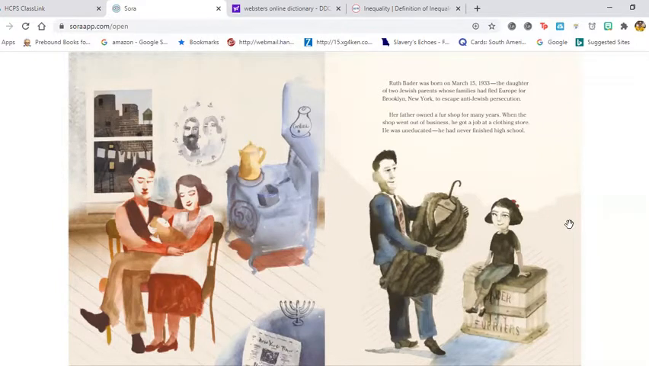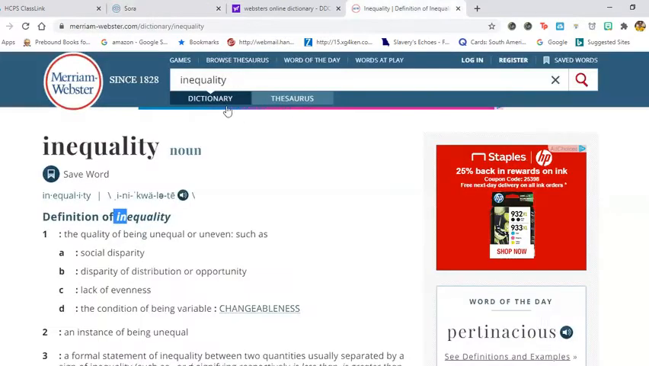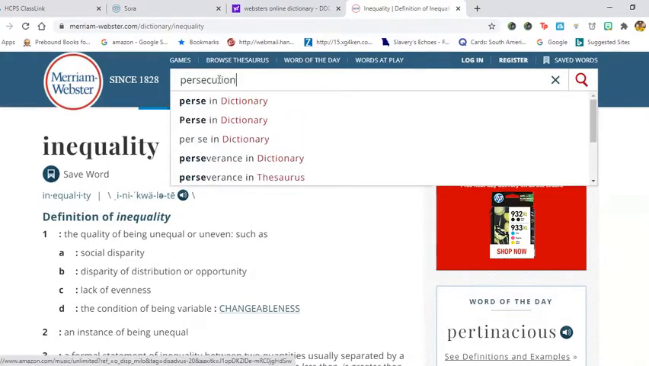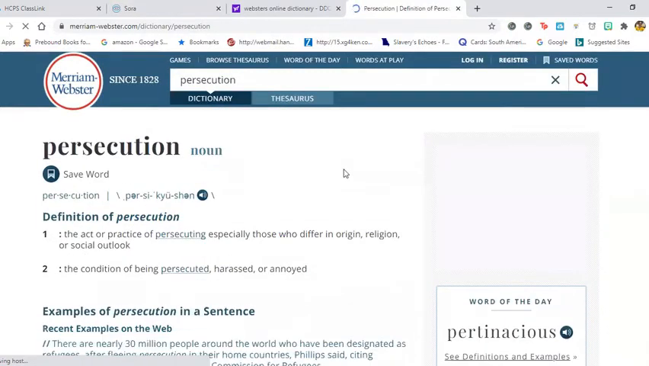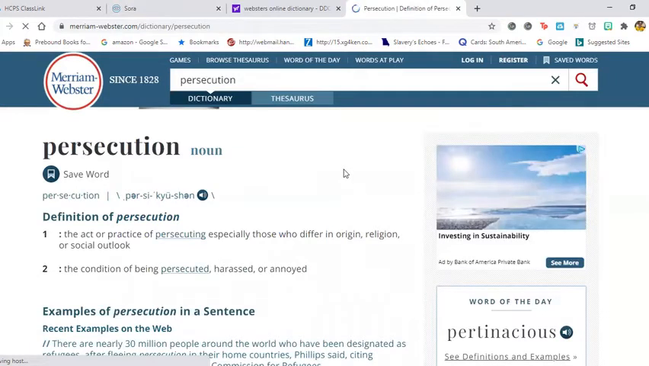So the Jewish people had escaped Europe and come to America. And if you want to take the time to look up the word persecution, that'd be a great word to look up. The act or practice of persecuting, especially those who differ in origin, religion, or social outlook. The condition of being persecuted, harassed, or annoyed. So, origin or religion, the Jewish people were one of the populations that Hitler in World War II persecuted and didn't think were equal.